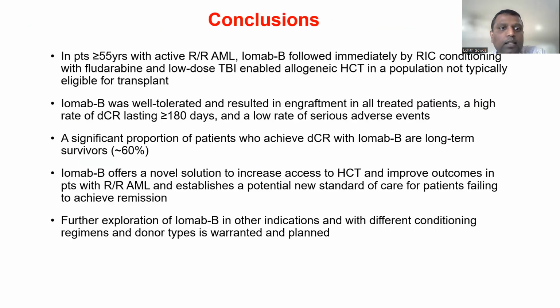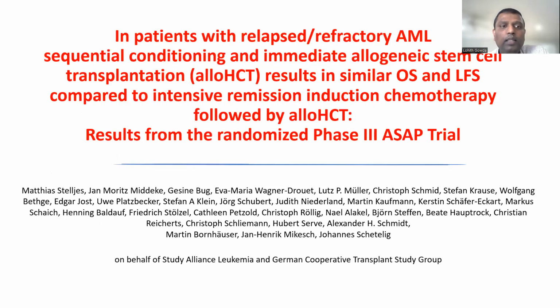So in summary, in patients greater than 55 years with active disease, IMAB followed immediately by a reduced-intensity transplant, in a population that's typically not transplant eligible, is now made feasible and possible as a result of the study. IMAB in general was well tolerated and resulted in engraftment in all those patients and had a high rate of durable CR lasting greater than 6 months. For those who have CR lasting more than 6 months, about 60% were alive in the long run. The rates of serious adverse events were small. IMAB offers a very novel solution to increase access to transplant and improve outcomes in patients that are relapsed and refractory. I have 2 more slides, and I'm going to wind up with that.